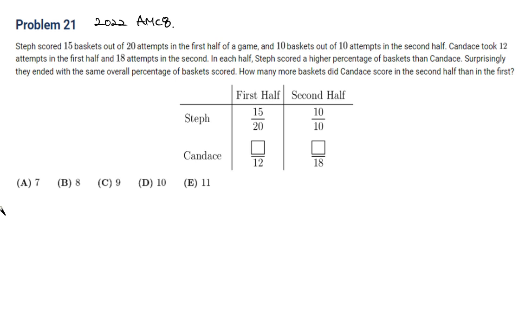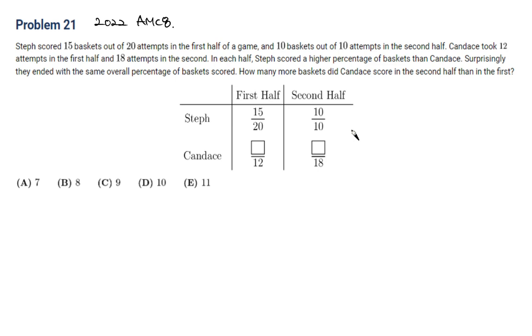It says Steph scored 15 baskets out of 20 attempts in the first half of a game, and 10 baskets out of 10 attempts in the second half. Candace took 12 attempts in the first half and 18 attempts in the second. In each half, Steph scored a higher percentage of baskets than Candace. Surprisingly, they ended up with the same overall percentages of baskets scored. Okay, so this is nice.